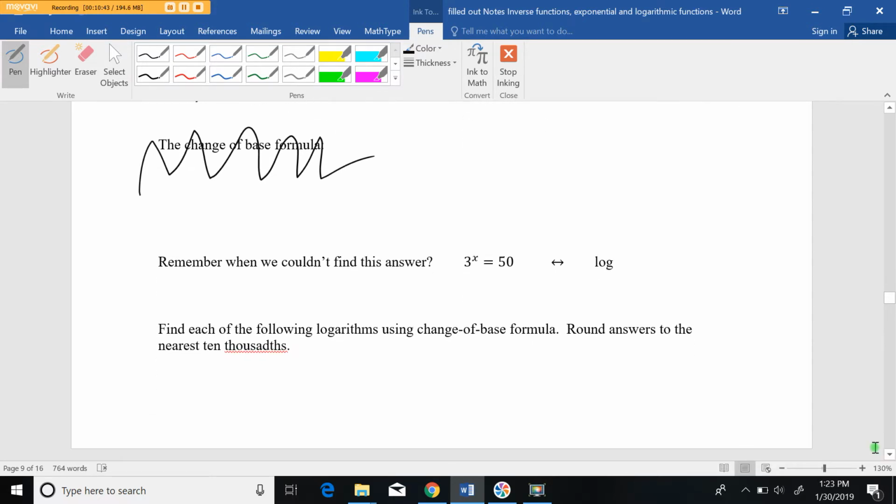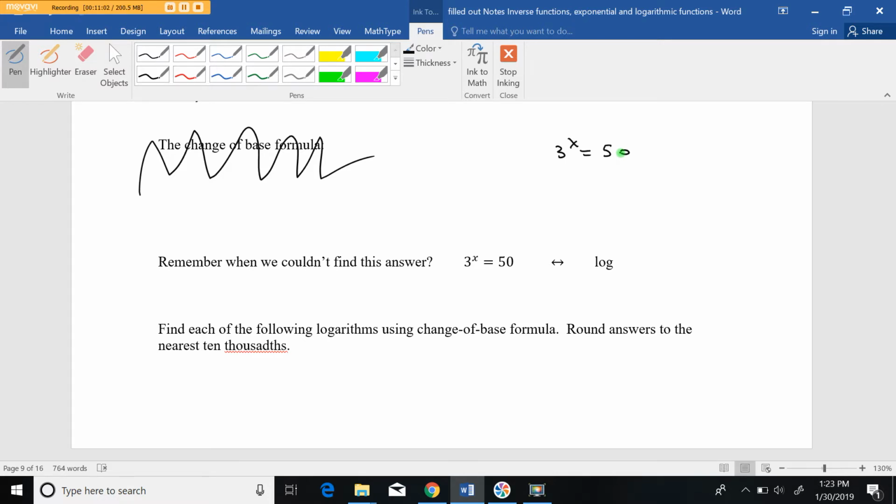All right, and remember this one we couldn't find an answer for, so what we're going to do now is we're going to solve that. I actually write it up here. So we have 3 to the x equals 50. Now, what we're going to do is we're going to take the log of both sides.